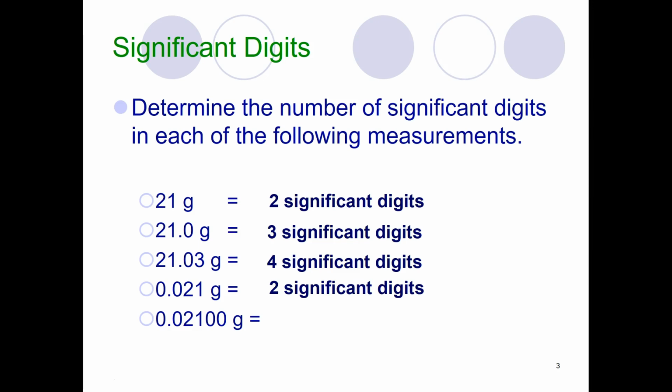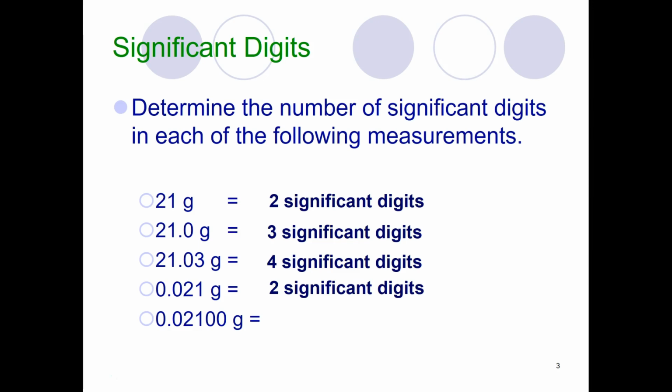Our last measurement, 0.02100. I put lots of zeros in here. So I have zeros at the beginning on the left. I have zeros at the end on the right, and I can see a decimal point. So we're going to look at these zeros, two different situations. Let's look at the left ones first. The 0.0 before the 2. There's zeros to the left. Zeros to the left are never significant. So I can go ahead and say that 0.0, not significant. The 2 and the 1 are significant.